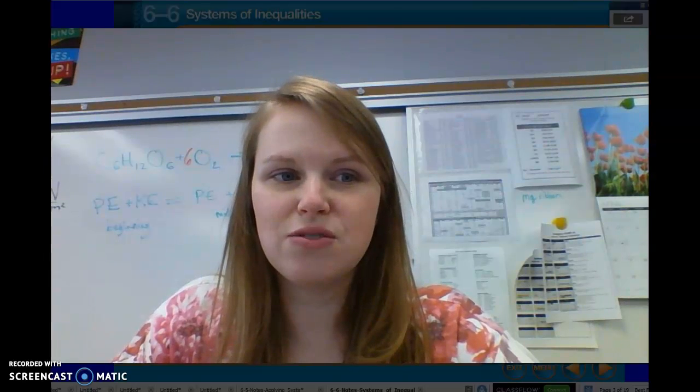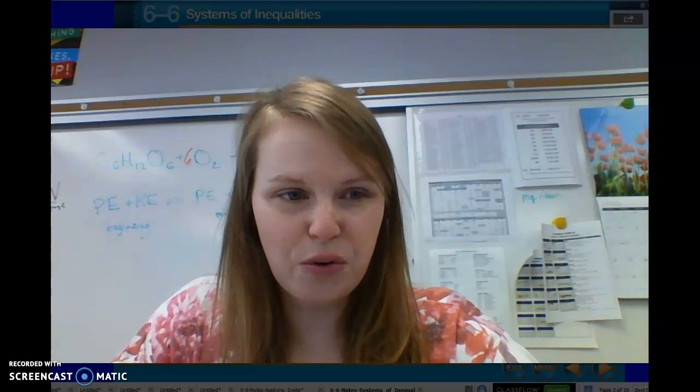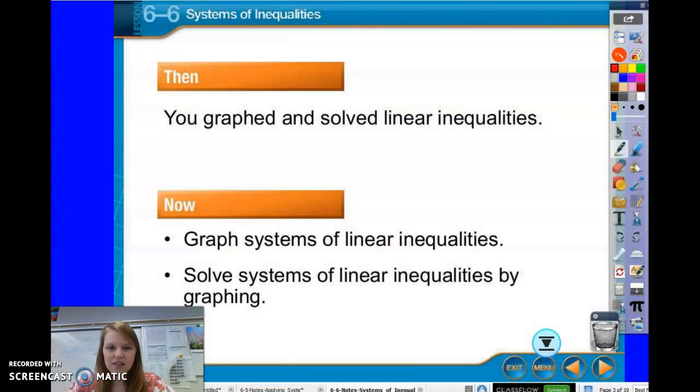Today we're going to take a look at Chapter 6, Section 6, which is using systems of inequalities. Previously, let's take a look at our then and now slide. We had worked on graphing earlier in this chapter and in the last chapter, and we were solving linear inequalities. We were trying to figure out which side of the line to shade once we had that graphed on our paper. Now we're going to be looking at graphing two lines and seeing where the shading overlaps. So that's our goal for today.